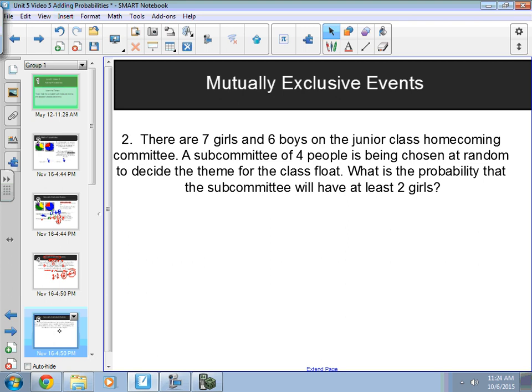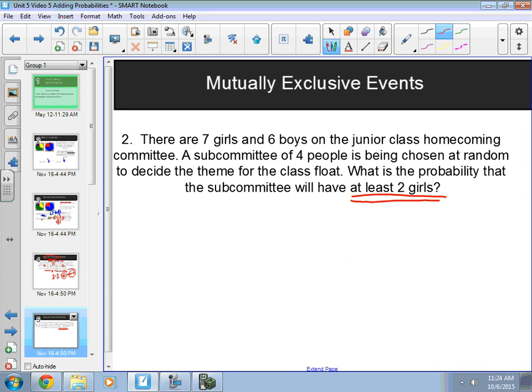Okay, next one. Number 2 here says there are 7 girls and 6 boys on a junior class homecoming committee. A subcommittee of 4 people is being chosen at random to decide the theme for the class float. What is the probability that the subcommittee will have at least 2 girls? So that's what we need to figure out, at least 2 girls.